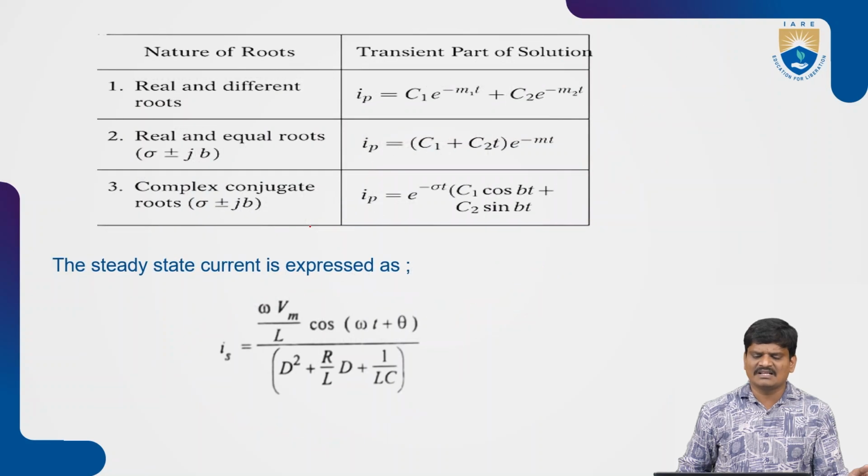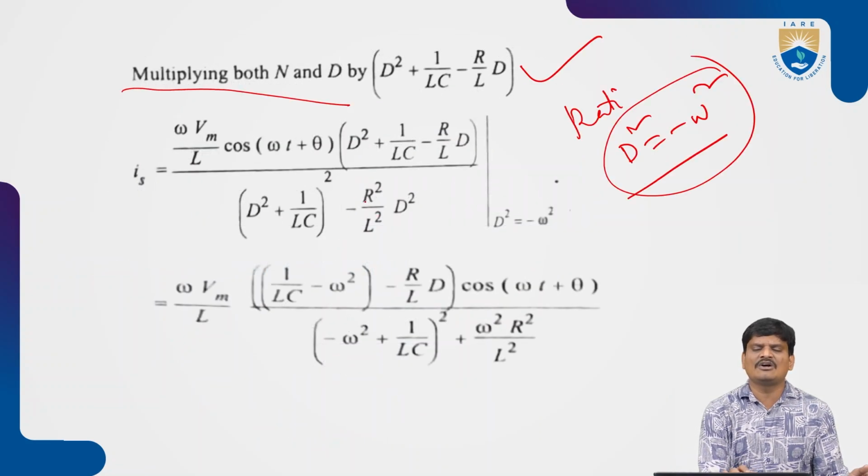As we are taking the rationalization, the denominator expression will behave as (a plus b) into (a minus b), which can be written as what? A square minus b square. So this is the term: (D square plus 1 by LC) whole square minus (R by L into D) whole square, that is a square minus b square.